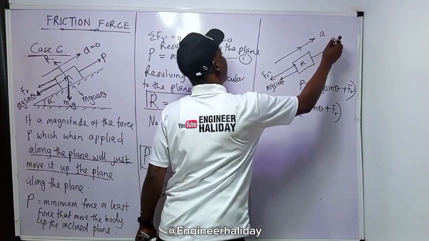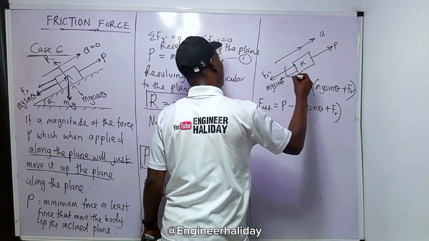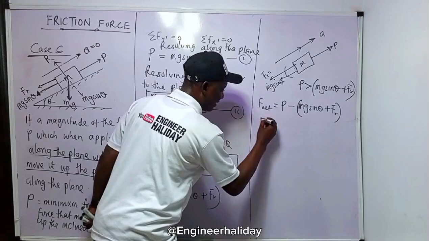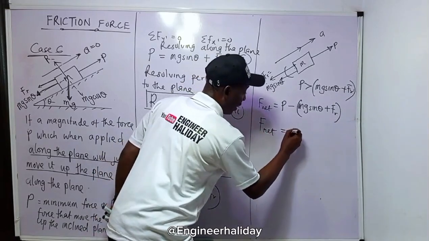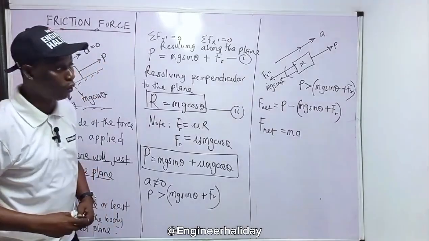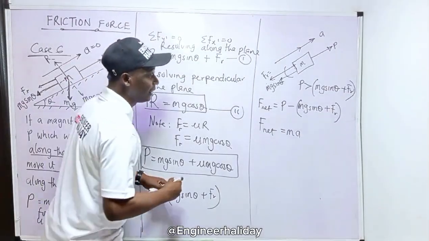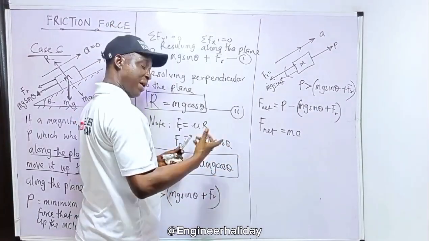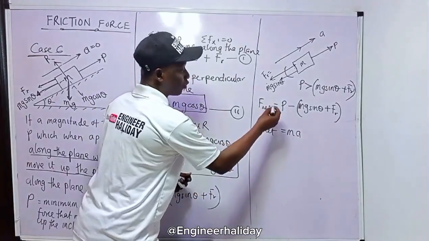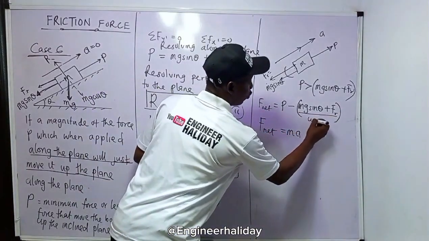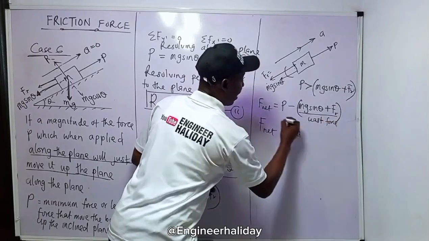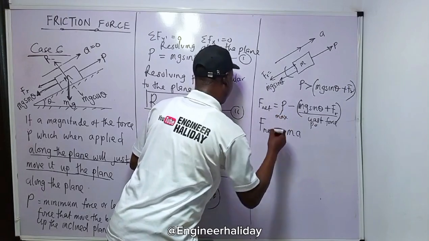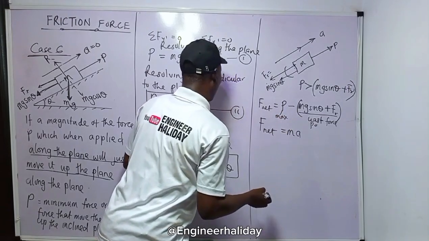Why? Because the upper one is greater than the combined force, and the difference is the net force. But remember, net force also is equal to Ma according to Newton's second law. So finally, we can now equate the two of them when you are asked to find acceleration. And don't forget that this one now becomes the maximum force parallel to the inclined plane that will move it up the plane.